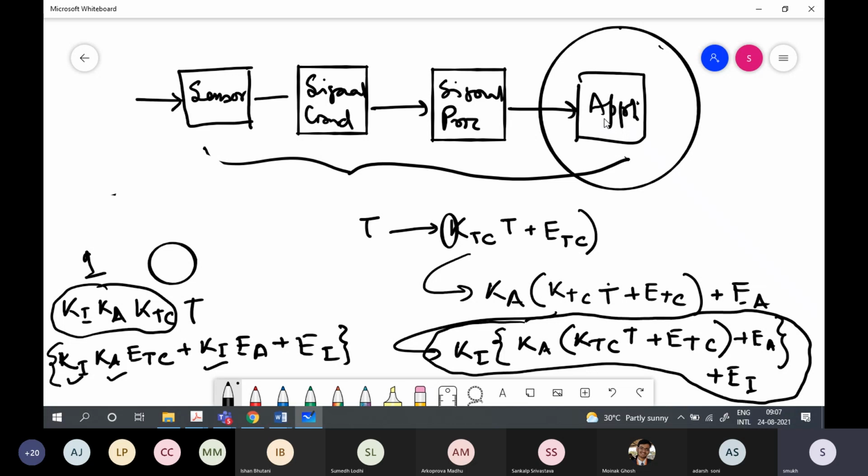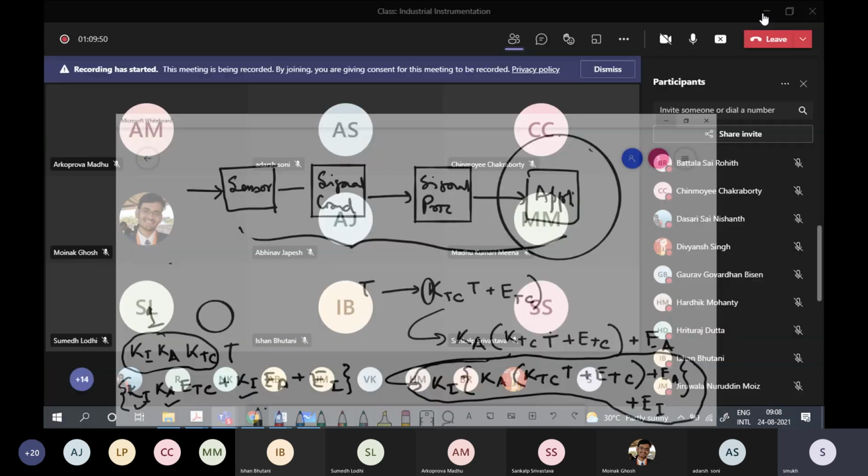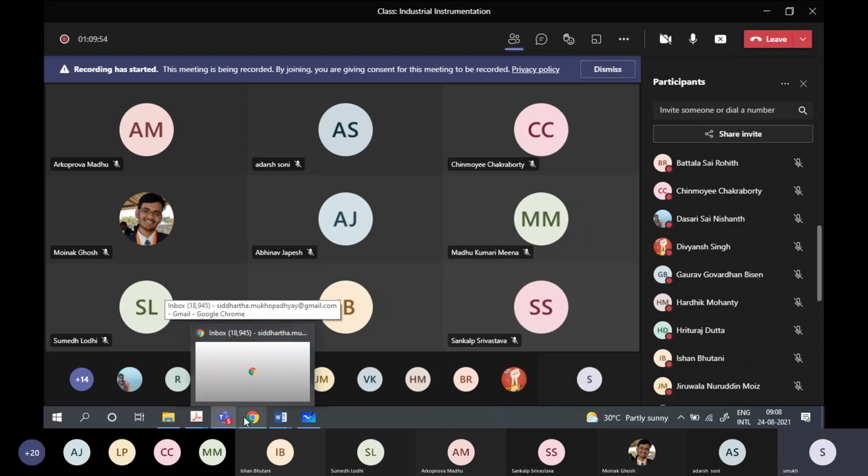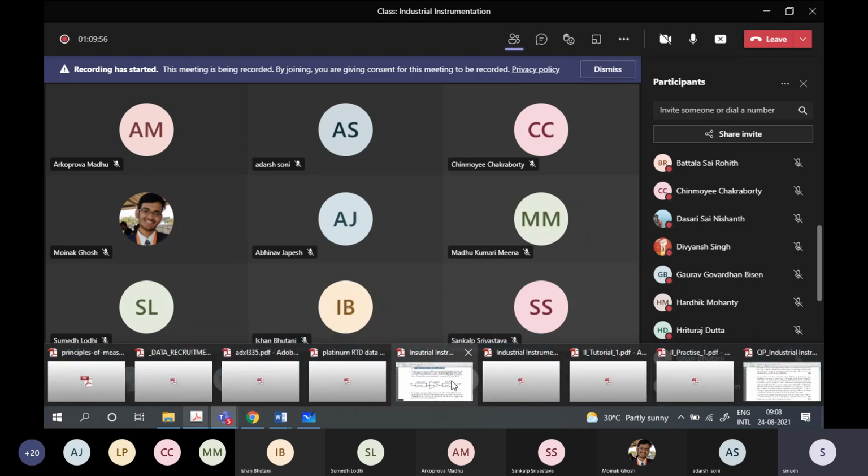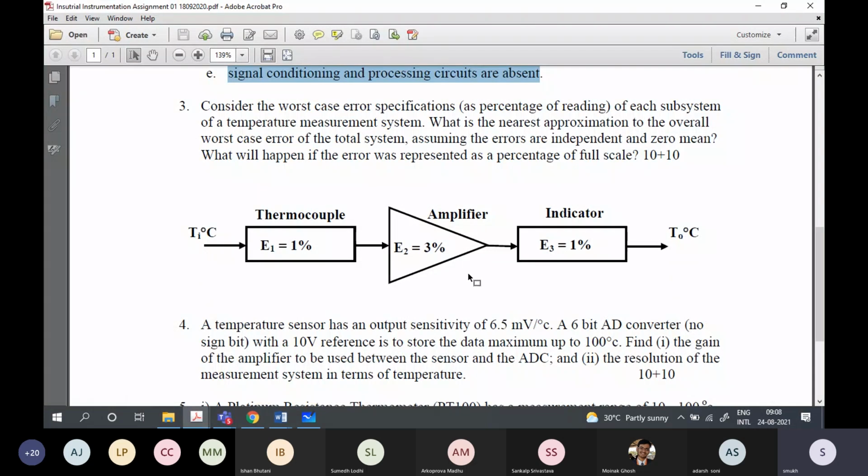This is the good thing. There's no data missing. But it should have said that it is 1% of full scale. Does it say 1% of full scale? This is very interesting. So these are the worst case errors of the system. What is the worst case? As a percentage? No, it is written as a percentage of reading already. But if it was 1% of full scale, then we could have just added them, I think.